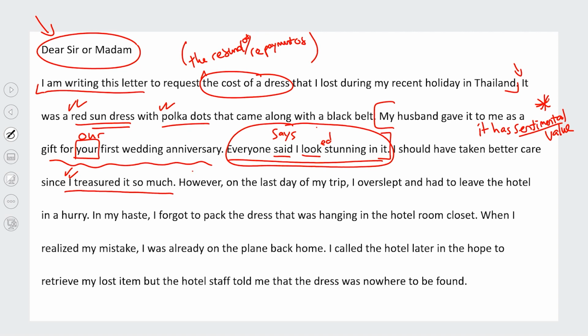Yeah, this is good. What I like particularly about this sentence is we've got a nice complex sentence here. So we've got our clause, which, how do you know it's a clause? Because you can take it out and the sentence still makes sense. However, I overslept and had to leave the hotel in a hurry. Or we can move it. However, I overslept and had to leave the hotel in a hurry on the last day of my trip.